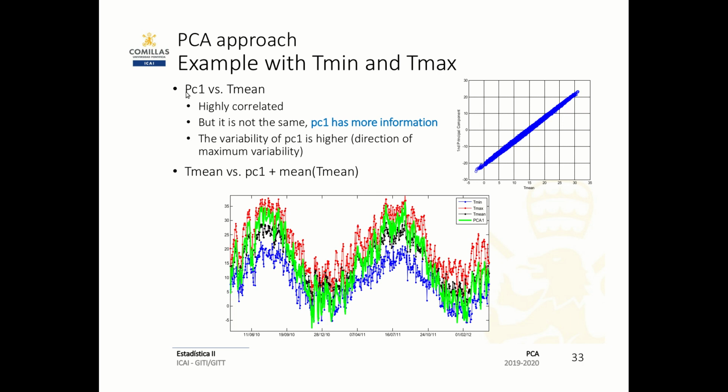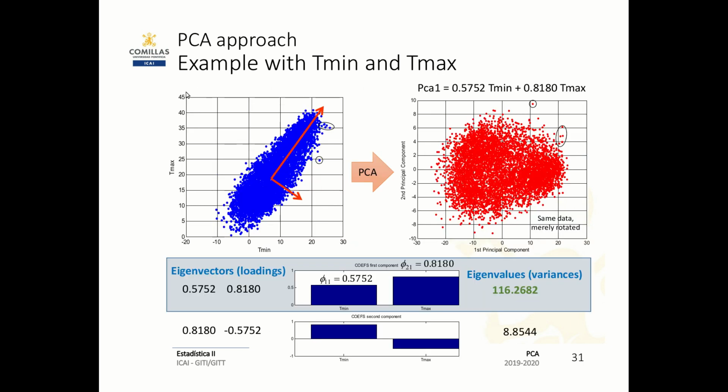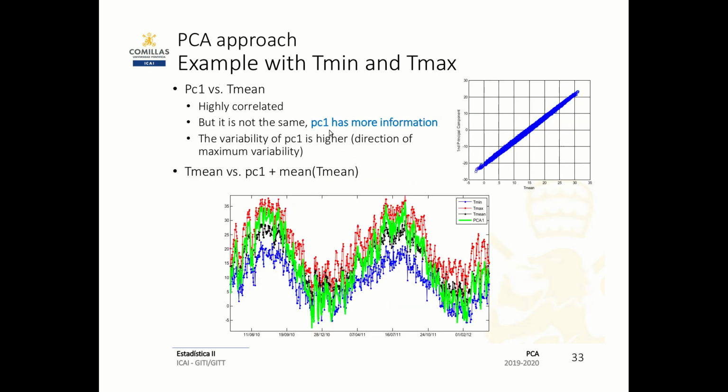So PC1 calculated in this way, with these factor loadings, is somehow related to the mean. So we can summarize the minimum and maximum temperature by just computing the average. The average here is represented in black, and the principal component is represented in green. We can make a plot of the average and the first principal component, and we see that they're very much related, but they're not exactly the same. Actually, PC1 has a little bit more information than the average.